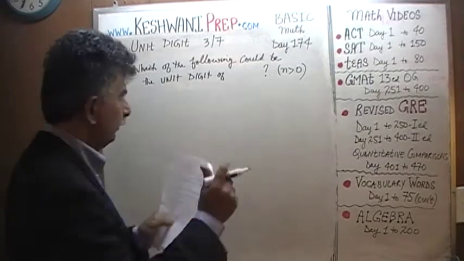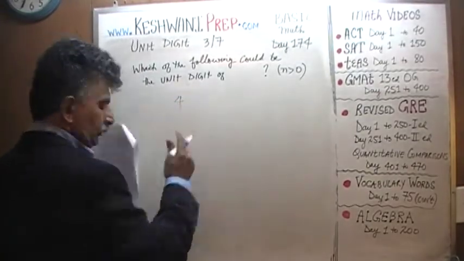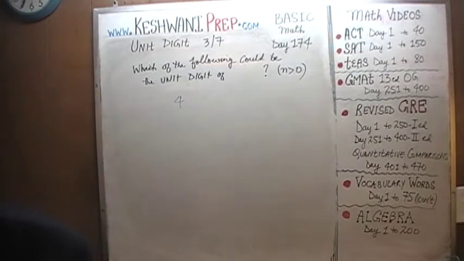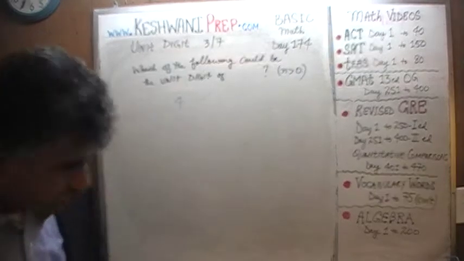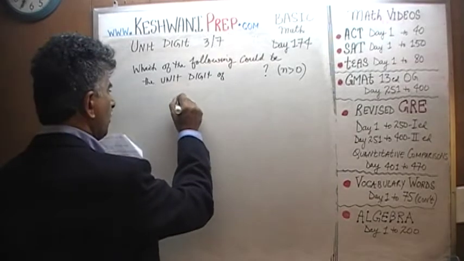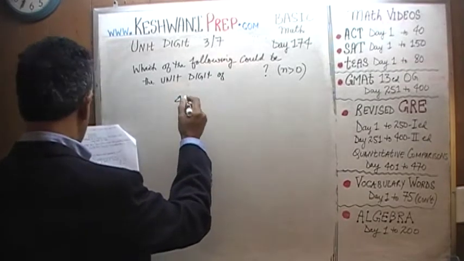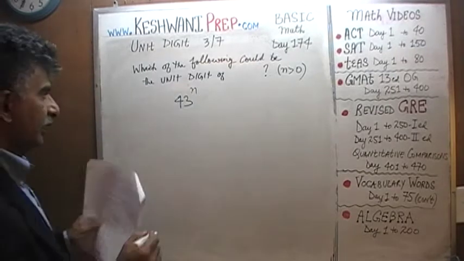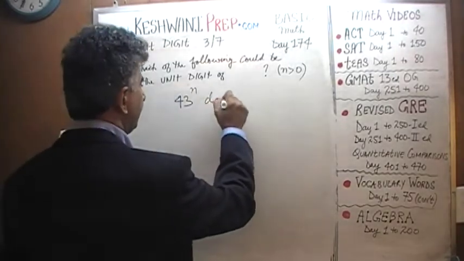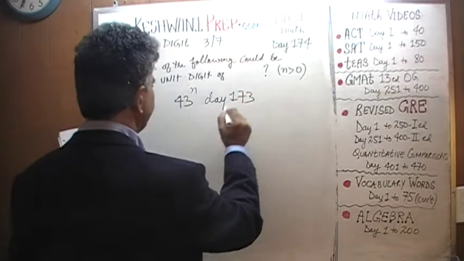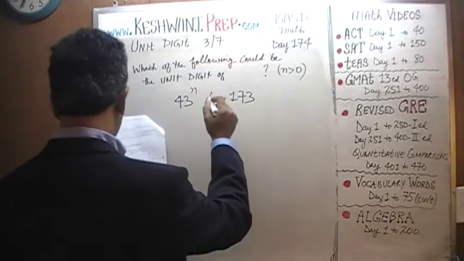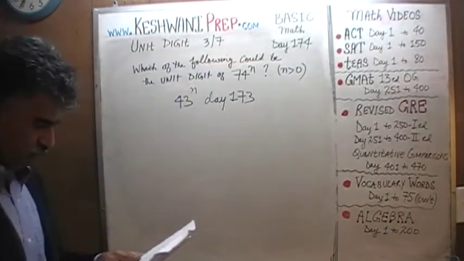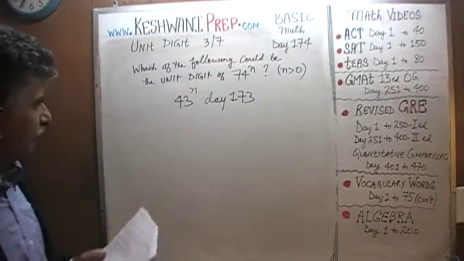What's the unit digit of 43 raised to n? I'm not going to do it because we did it yesterday. We did it on day number 173. How about, what's the unit digit of 74 raised to n? Let's do 74 raised to n, shall we?